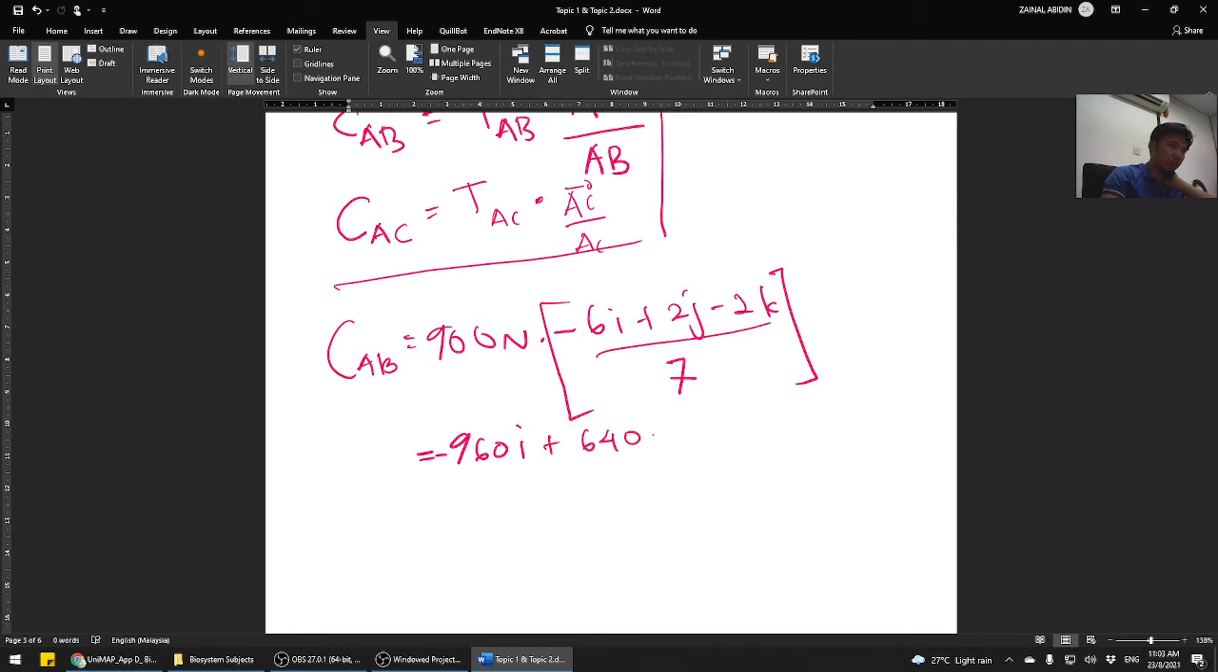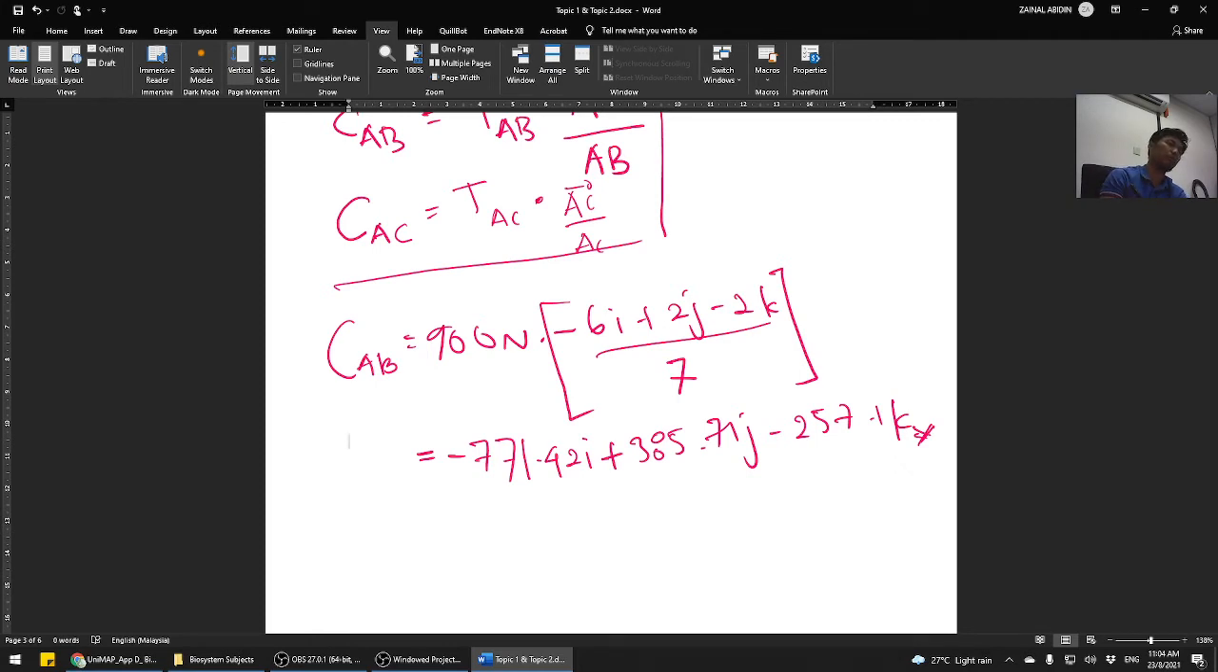minus 900 in I direction plus 604 Newton in J direction, I'm sorry, that is for AC. Where is my AB? Is my AB? That one. Okay, your AB is minus 771.42 I plus 385.71 J minus 257.1 K. So this is your component of force in AB direction.